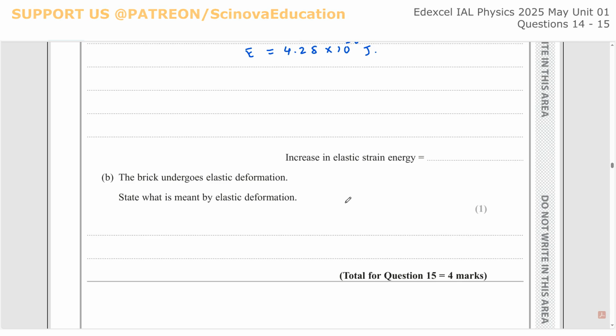Part B, the brick undergoes elastic deformation. What is meant by elastic deformation? So the definition of elastic deformation is that the material returns to its original size or shape when the force is removed.